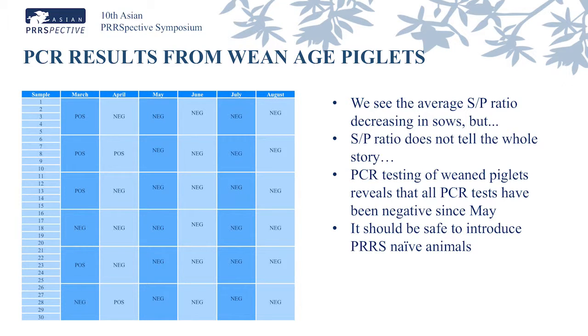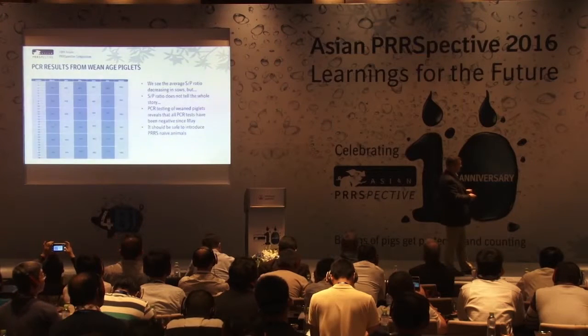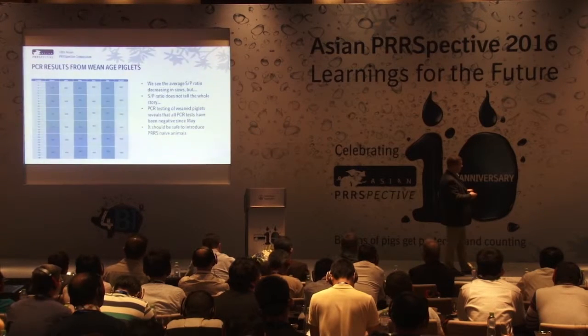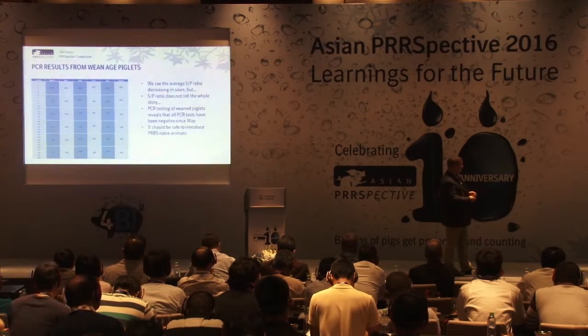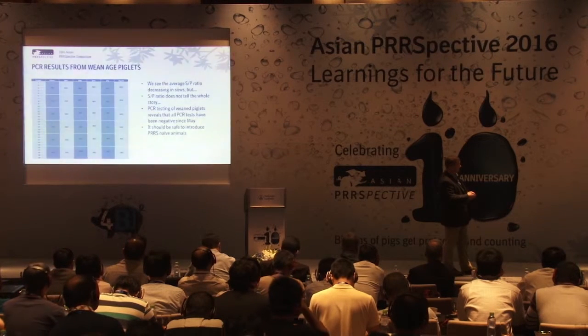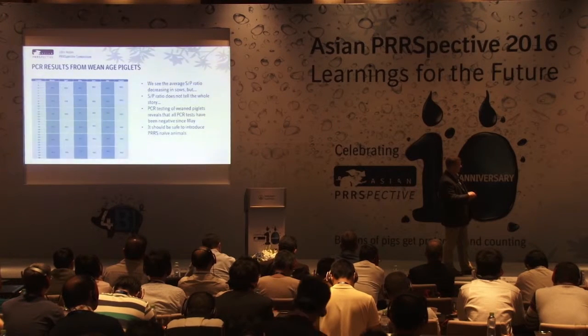So we see here, in March, we've got some positive pools. In April, we still have some positive pools. In May, so we vaccinated the last time the 15th of December. Our May testing, all of our piglets in farrowing, all of those pools are PCR negative for PRRS. That trend continues in June, July, and August.